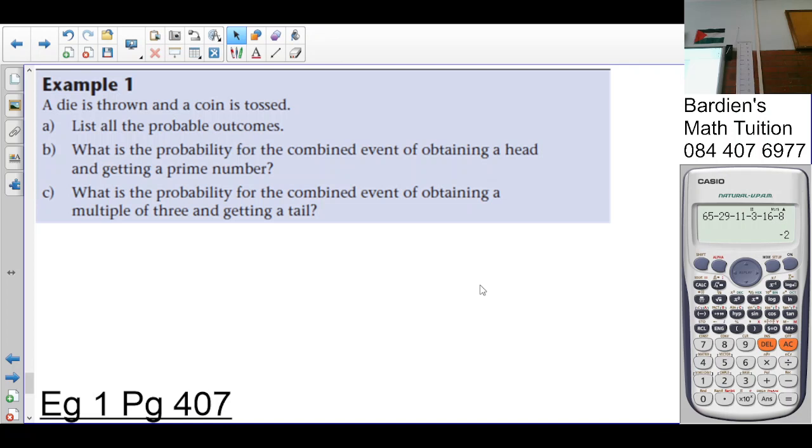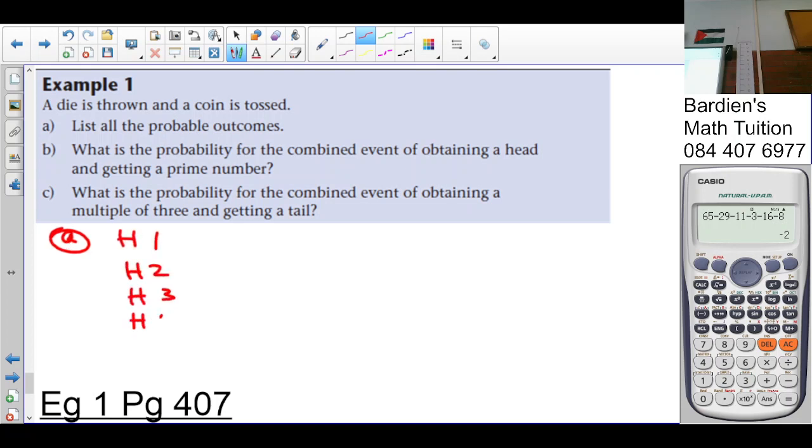So if you're looking at a coin, what are the outcomes on the coin? Heads or tails. What are the outcomes on a die? 1 to 6. Not so? So if we list the outcomes, it could be heads 1, heads 2, heads 3, heads 4, heads 5, heads 6, tails 1, tails 2, tails 3, tails 4, tails 5, and tails 6. Okay, so these are all my outcomes. You guys understand?